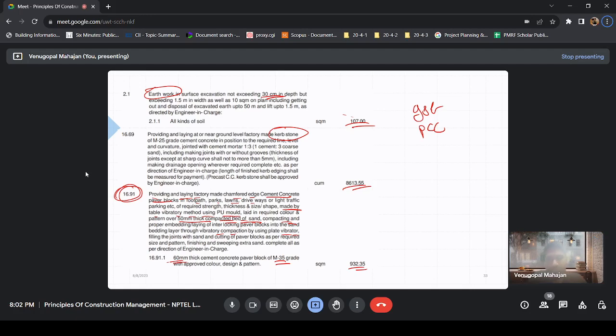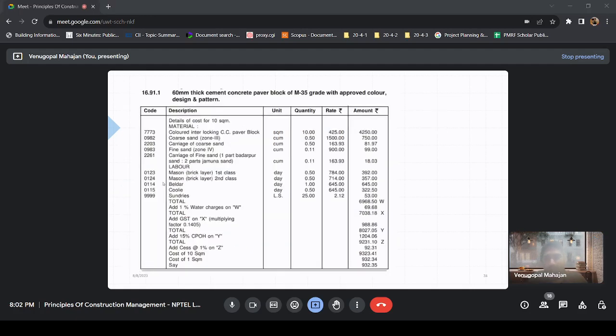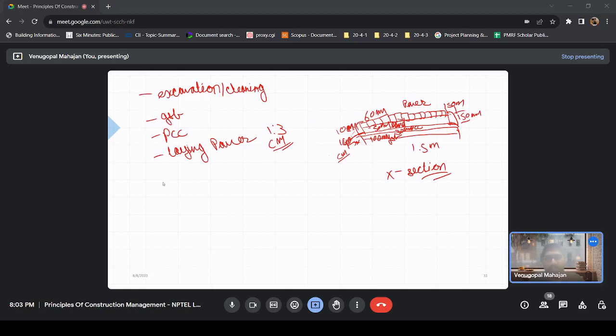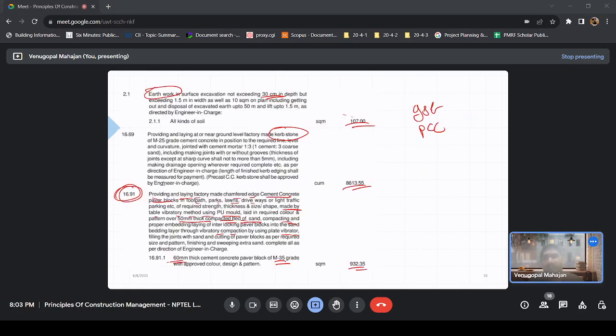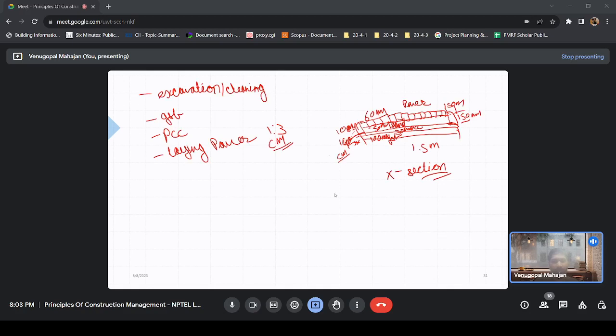Okay, so you can just multiply it by the values, right? Excavation SQM, so it would be 1.5 into 200 meters, right? Then curbstone, can you calculate the volume for curbstone? Number of pieces, sir. No, it is cubic meter here. The unit is cubic meter. Length into breadth into height, we can calculate the volume of one curbstone.